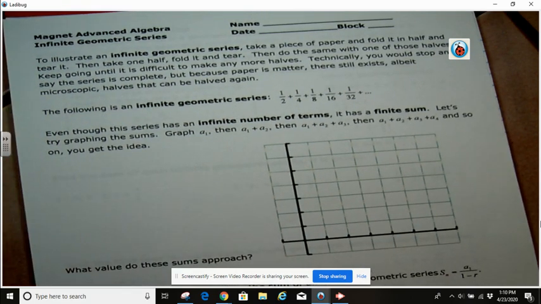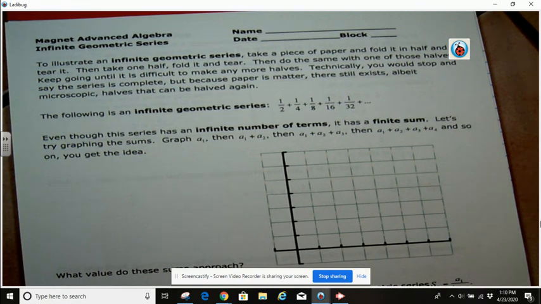If you want to try this example, take a piece of paper and fold it in half and tear it, and then take one of those halves, fold it and tear it, and keep doing that. So you keep taking half of your result and tearing that in half again. Well, you get to a piece that is so small that physically you can't even really tear it anymore. But that doesn't mean that it disappears completely, right? There's still matter there. You guys know that from science. So there's still something there. It's just really, really small. That's an example of an infinite geometric series.